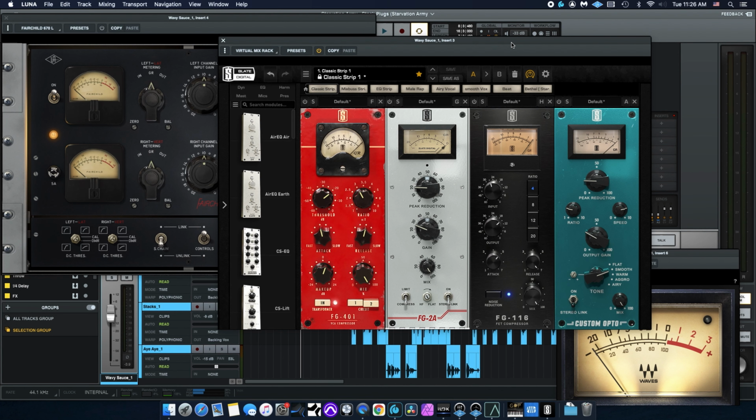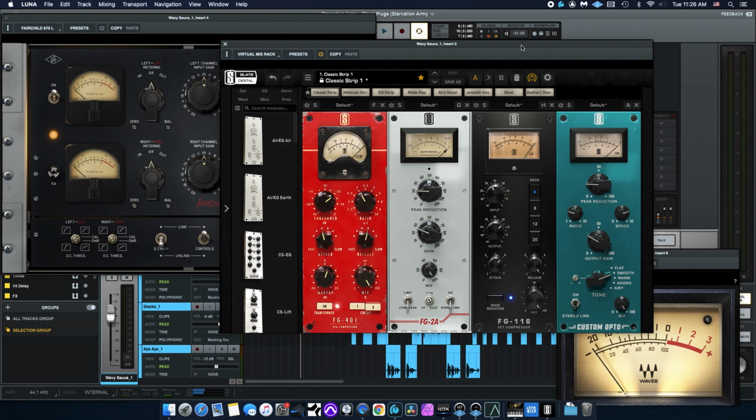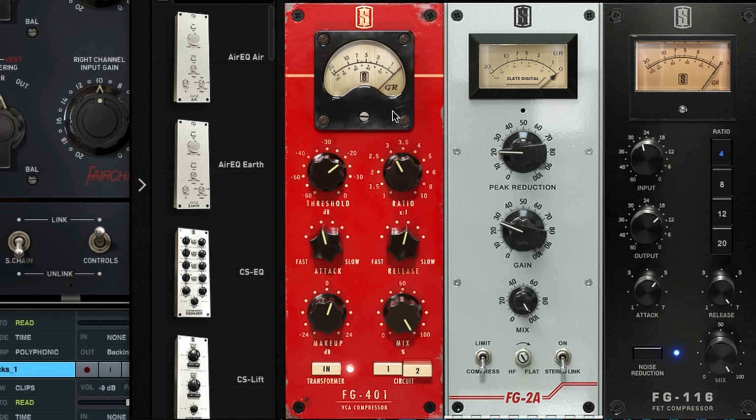Let's take a look at the different types of compressors that we have and see exactly how they work. So right now I have the Virtual Mix Rack by Slate Digital open, and it has most of the compressors that we talked about today open, and we're going to take a look at exactly how they work and what the difference is between each compressor.